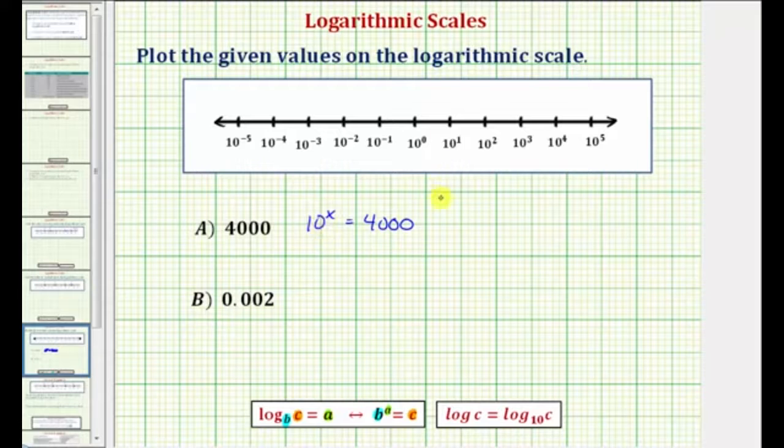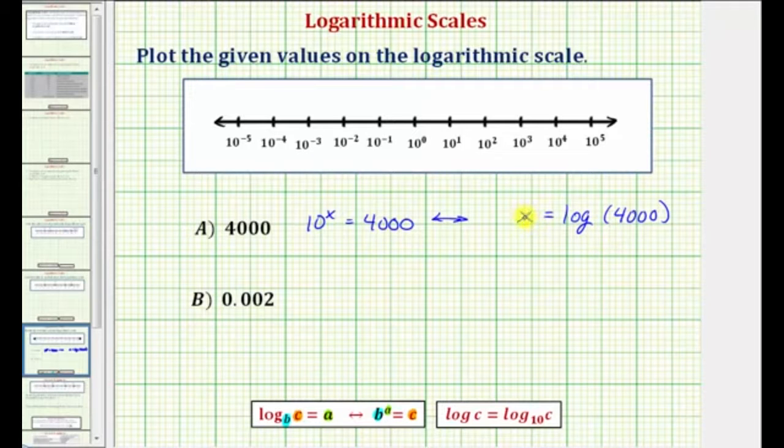So the equivalent log equation to 10 raised to the power of x equals 4,000, well, we know we'd have log, and because the base is 10, we have log base 10. The exponent is x, so the log is going to equal x. And because 10 to the x equals 4,000, the number is 4,000, so we have log base 10 of 4,000. Now here, because we have log base 10, this is common log, which means we can leave off the base.